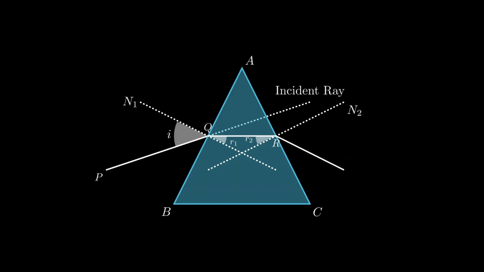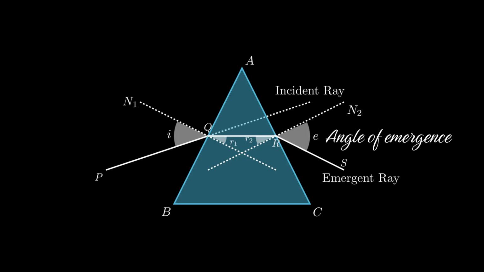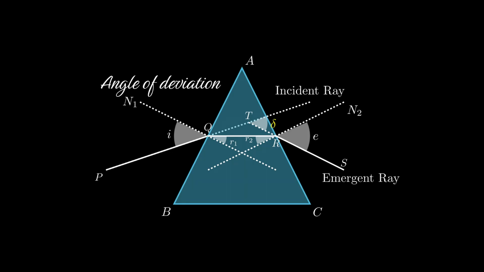Here the ray RS is called the emergent ray. The angle made by this emergent ray with the normal is denoted by E and is called the angle of emergence. Now, if we produce the emergent ray backwards, it will intersect the incident ray at point T. The angle made by the incident ray and the emergent ray produced backwards is denoted by delta and is known as the angle of deviation.